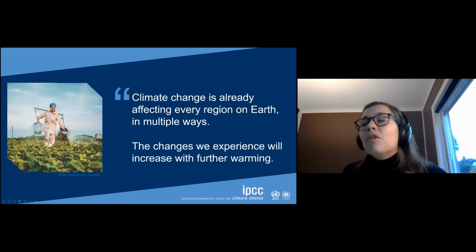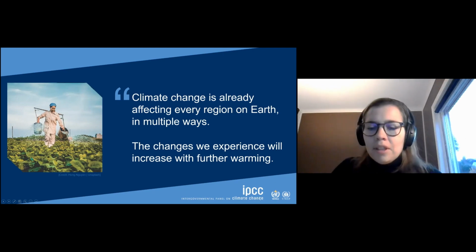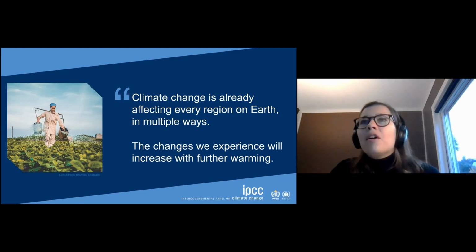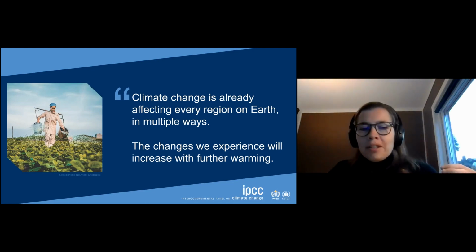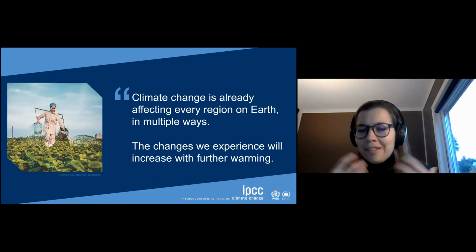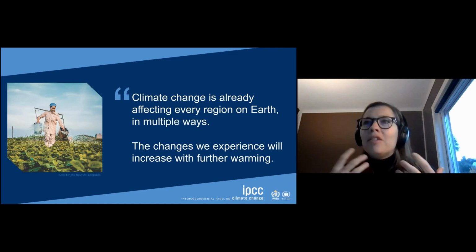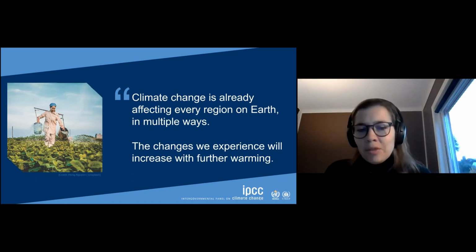So you can see, even in the IPCC report, they talk more and more about extreme events. And the other key message of this report that is related to what we are talking about today is that they say climate change is already affecting every region on Earth in multiple ways. The changes we experience will increase with further warming. So I think you can see that in these 2 slides, they are already talking a lot about extreme events and regional impacts.